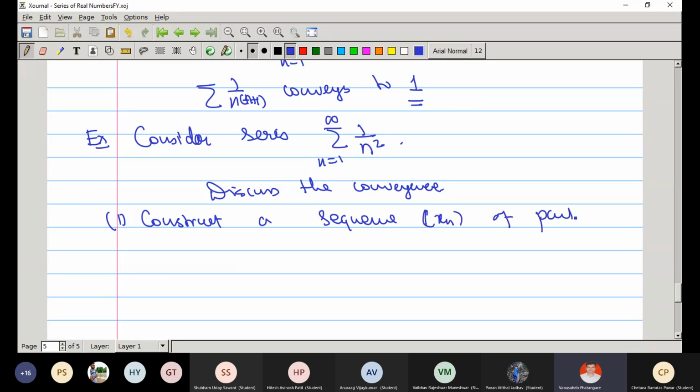Xn of partial sums. So what is xn now? You tell me what is the sequence of partial sums. What is x1, what is x2, what is x3? What should be x1? What should be x2? What should be x3? In general, what is the nth term of the sequence of partial sums? So what should be x1?